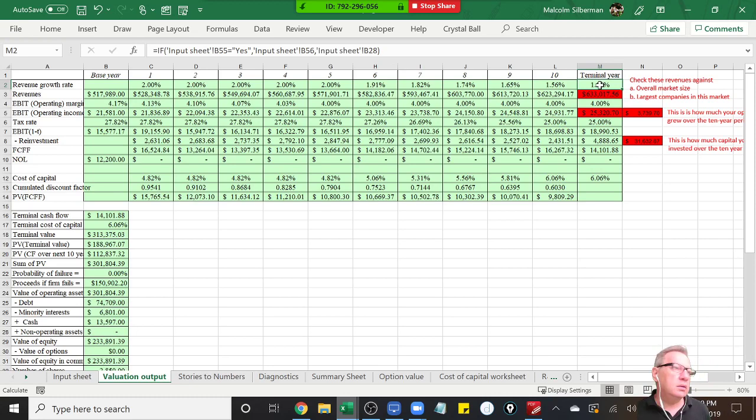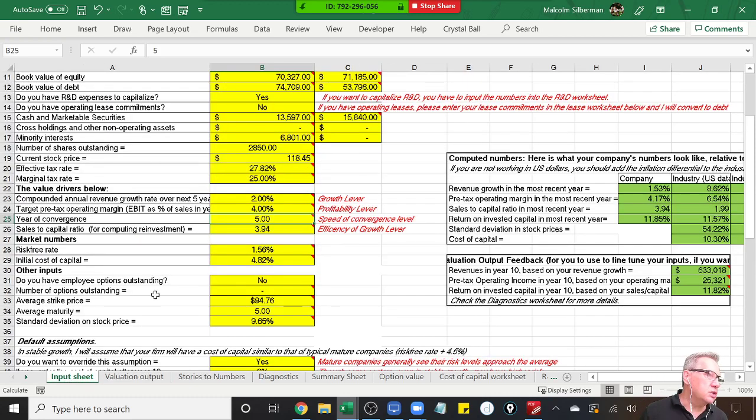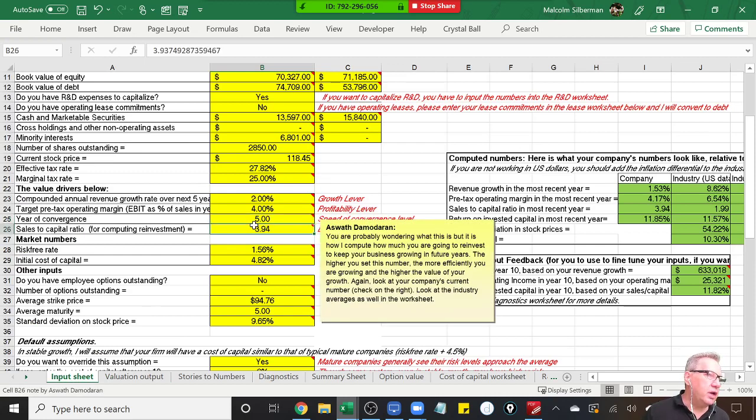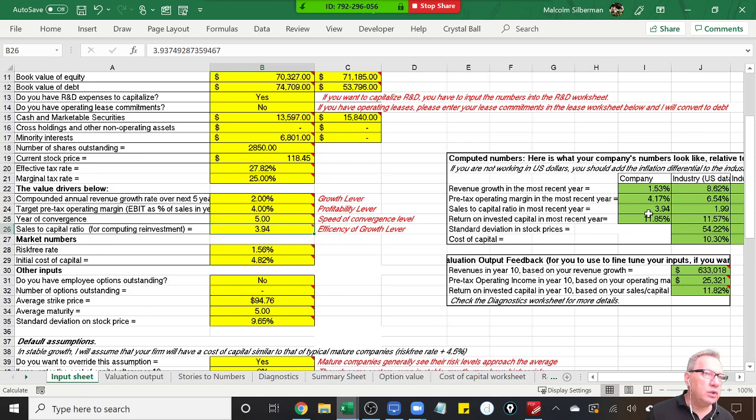Okay. It's used in quite a few different places. So we'll keep that at 5, and then the sales to capital ratio, which is getting over there also, B8.